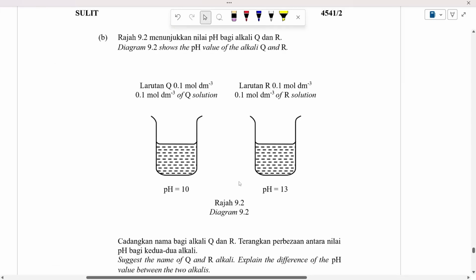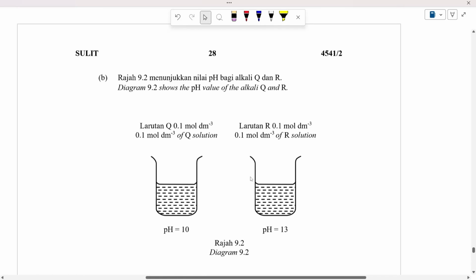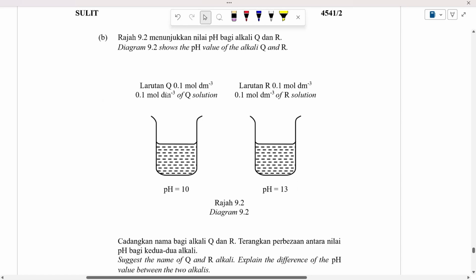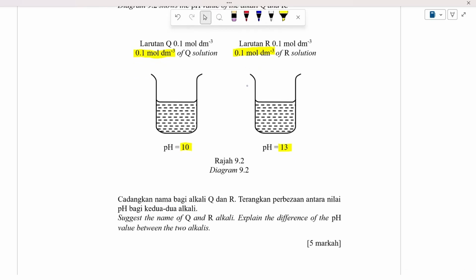Question B: diagram 9.2 shows the pH value for alkali Q and R. Here you see Q and R are not related to the previous one; it's a new question actually. Q is 0.1 mole per cubic decimeter concentration, R also the same, but they have different pH values. Class, for the pH value of 10, how is the strength of the alkali? It is a weak alkali, right? And this is a strong alkali.